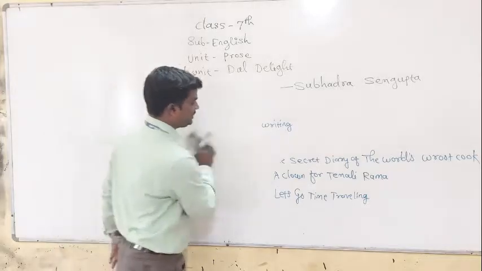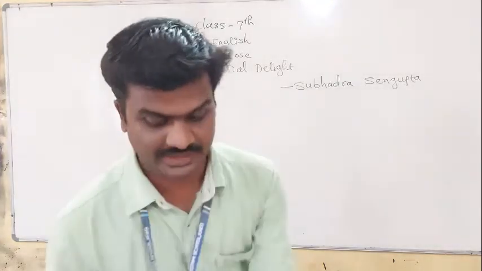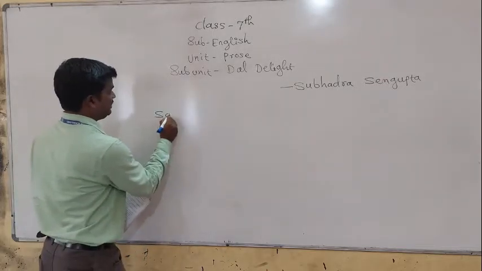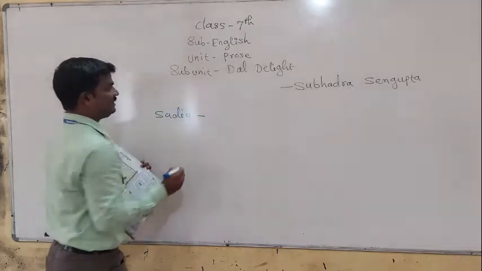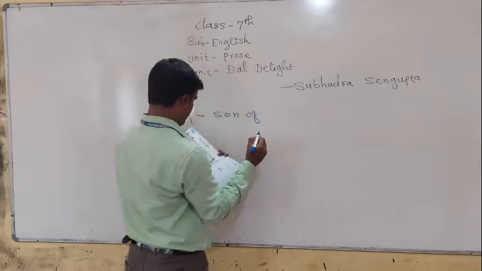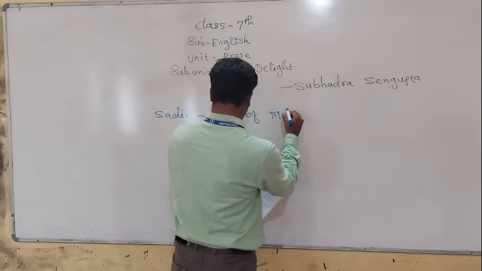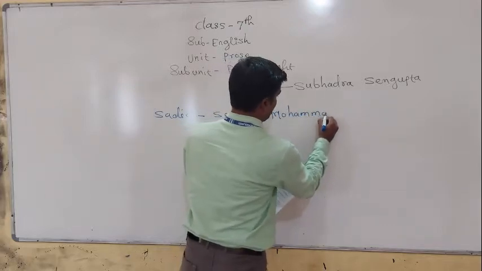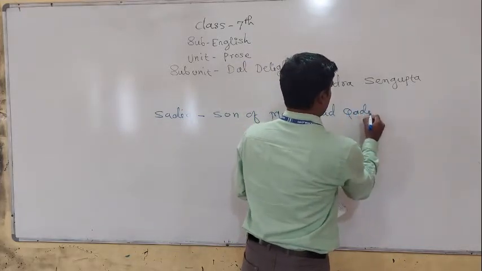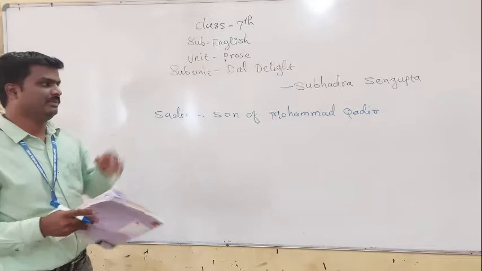The first major character of the story is Sadiq. Keep in mind, who is Sadiq? Sadiq is the son of Muhammad Qadir. Friends, Sadiq is the major character in the story and he is the son of Muhammad Qadir.